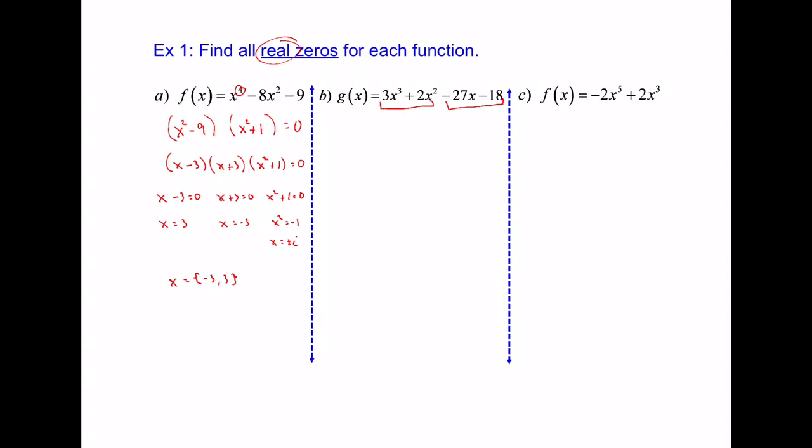So on 3x cubed plus 2x squared, you factor out an x squared, and that'll leave you with 3x plus 2. And then on the negative 27x minus 18, you can factor out a negative 9. So negative 27 divided by negative 9 is 3, so that's 3x. And then negative 18 divided by negative 9 is plus 2. These two binomials, when you're doing grouping, should be the same. And then your x squared minus 9 represents your other factor.